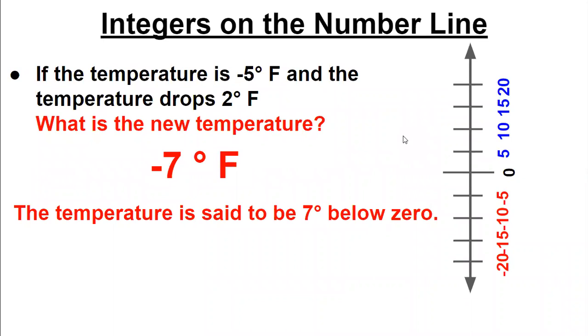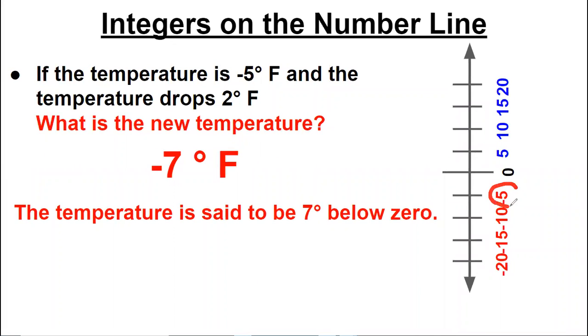Okay, if the temperature is negative 5 degrees Fahrenheit and the temperature drops 2 degrees, so we're at negative 5 here, and the temperature is dropping 2 degrees. What is the new temperature? If it drops, the temperature is going to go down. So my new temperature is negative 7 degrees, right? Dropping temperature, temperature goes down. And you can say the temperature is said to be 7 degrees below 0.